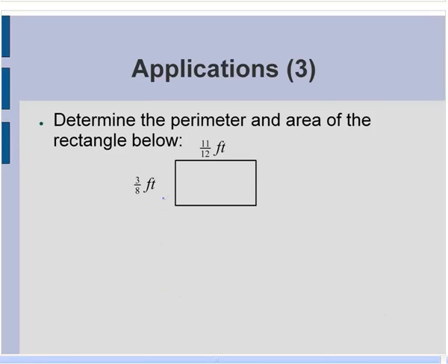Determine the perimeter and area of the rectangle below. And here we have a rectangle with a length of 11/12 feet and a width of 3/8 feet. All right, so remember, perimeter, you basically just add up the sides. So the perimeter would be 3/8 plus 11/12. And remember, this side is a 3/8 and this side is an 11/12. So plus 3/8 plus 11/12.